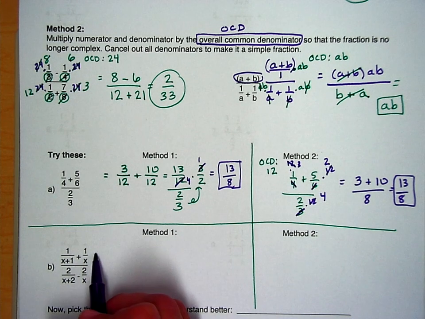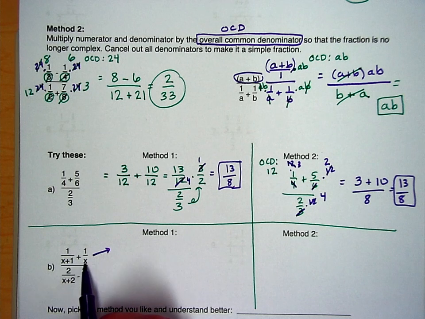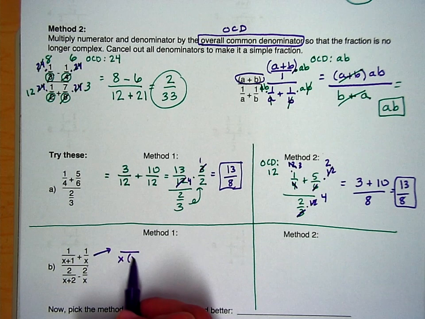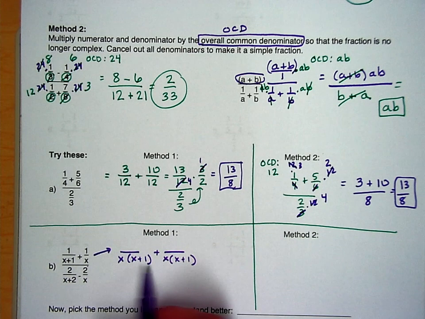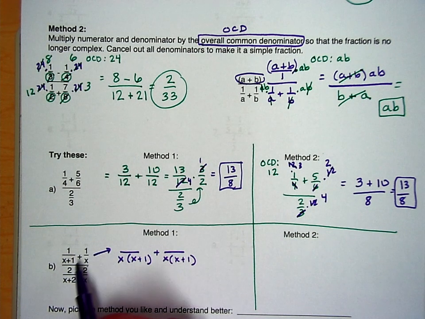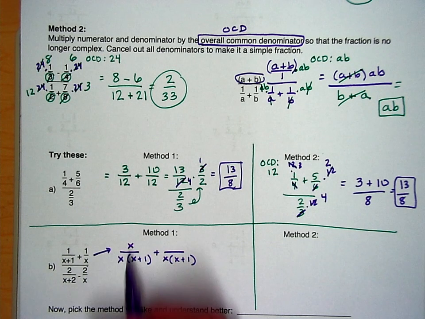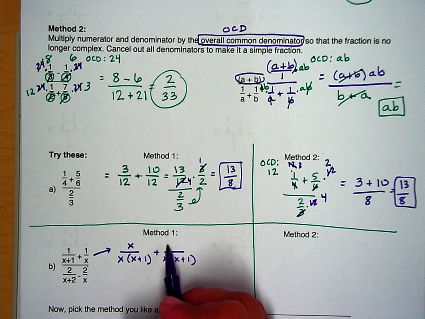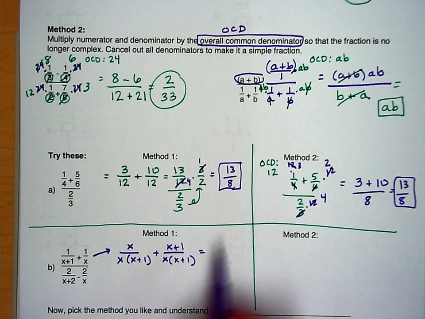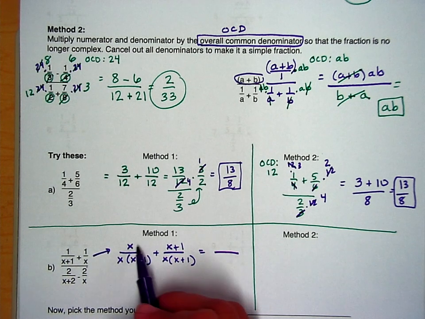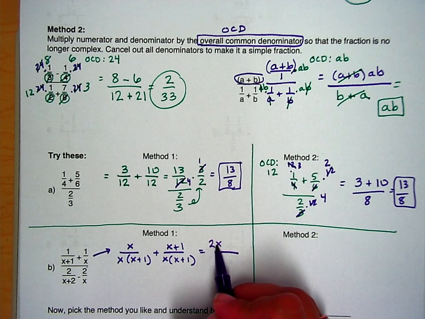So method 1, I'm going to just look at my numerator. Common denominator between x plus 1 and x, you have to put both of them there. Okay? So that common denominator is x times x plus 1. So the first one is missing an x, so it would now have an x on top. The second one is missing x plus 1. So now when I add across, this is going to give me x plus 1. What's x plus x plus 1? Well, that's 2x plus 1.